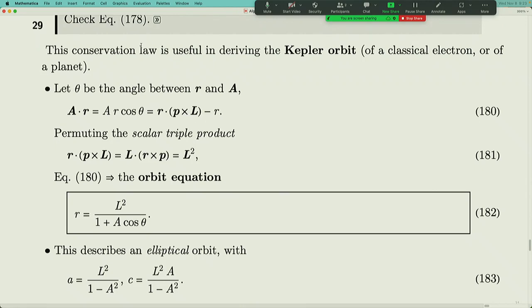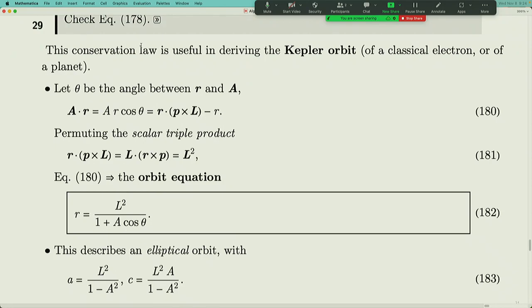Now if we plug into the so-called scalar triple product, we can simplify the first expression. The first expression can be rewritten as L dot P cross R, which is L squared. So that basically means this quantity is L squared minus R. That's why we can solve from this equation that R equals L squared over 1 plus A times cosine theta. L squared is a conserved quantity, so it doesn't change. And because A is also a conserved quantity, it doesn't change. So this gives us an expression of how R depends on theta.